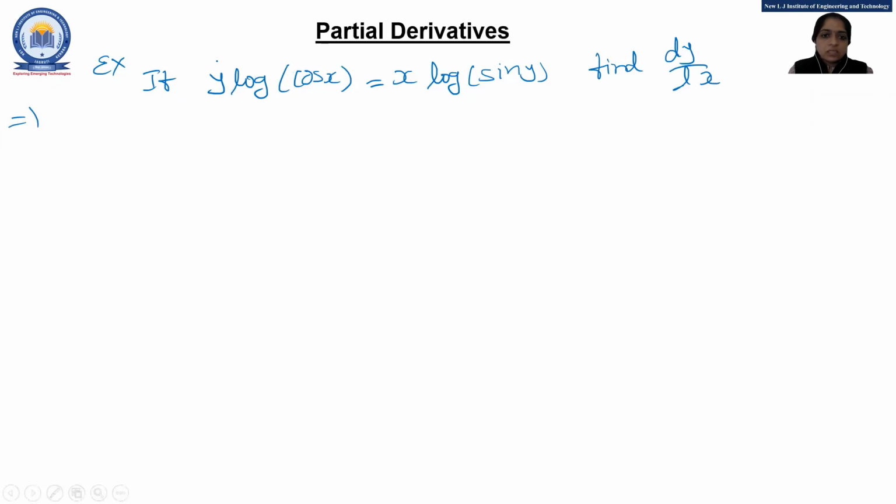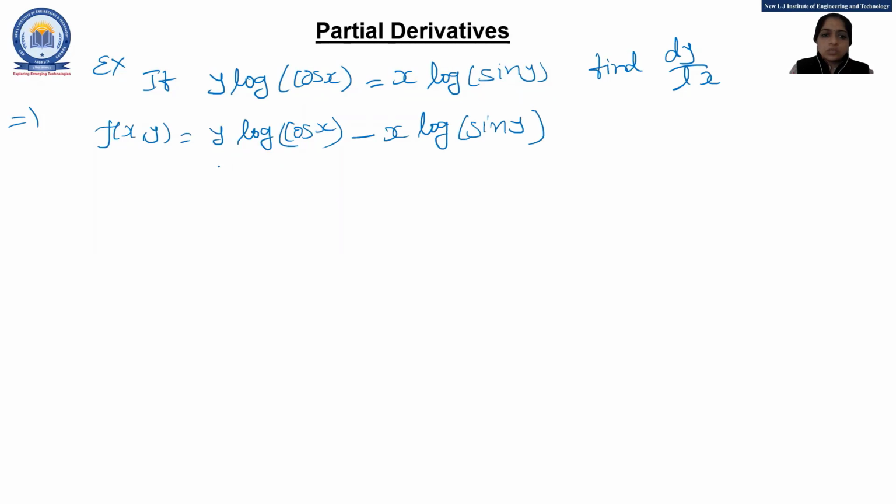Here, what is our given function f? First we want to find our f of x, y, and that is y log cos x. If I keep the right hand side on the left, then it will be minus, right? So minus x log sin y. So this is our given function. Now we want to find dy by dx, and you all know the formula of dy by dx. The given function is an implicit function, so dy by dx is minus del f by del x upon del f by del y, right?